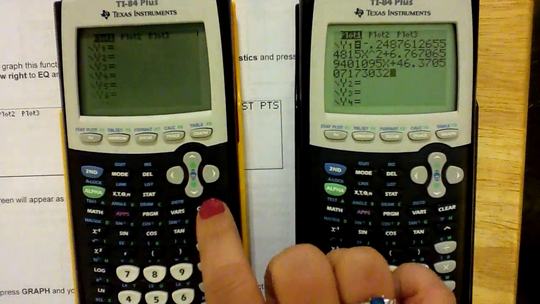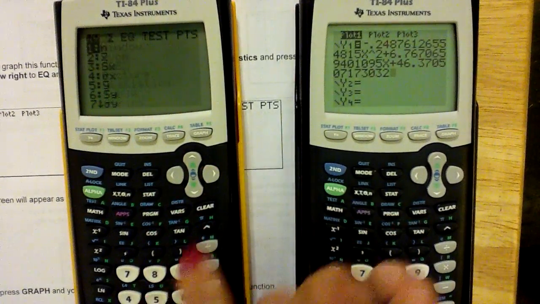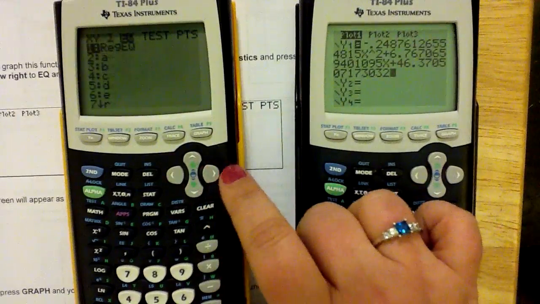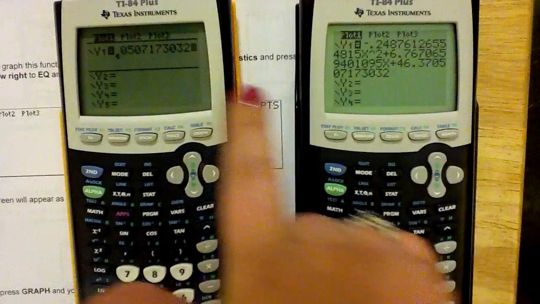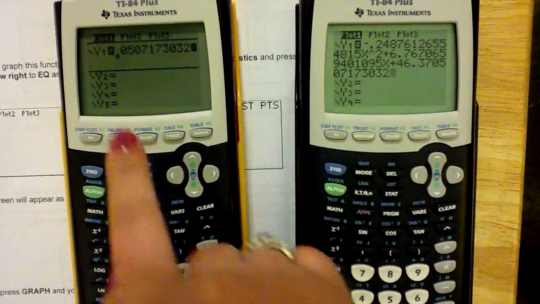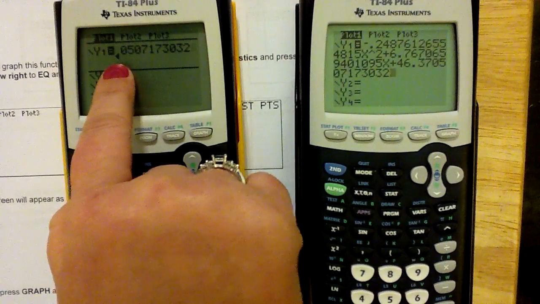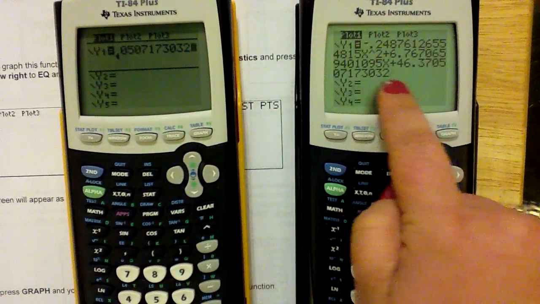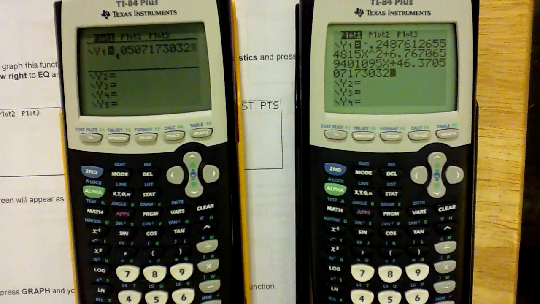If you have one of the yellow calculators or one of the new ones, it's the same steps, except yours shows up a little bit differently. Notice you only have the last few numbers right here. The rest of it is over where this arrow is pointing. You just can't see it. It doesn't all show up on your screen. So the older calculators will show all of it. The yellow and new ones will just show the tail end of it.